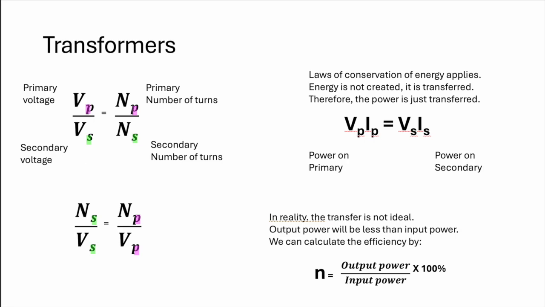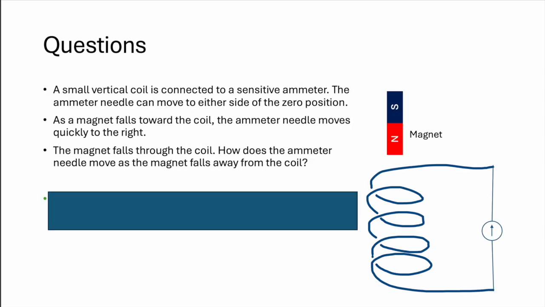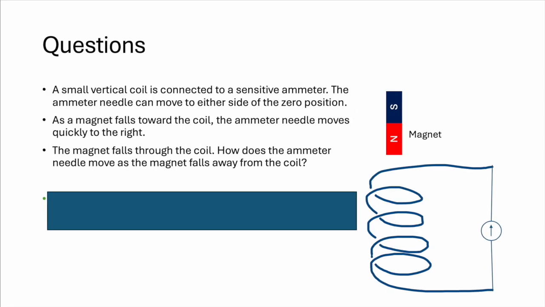And over here in the VI formula, why we can do this is because the law of conservation of energy applies. Energy is not created, therefore energy is all just transferred. And that power is also transferred, it's just from the primary side to the secondary side. And with that, we will go through some questions. It's a pretty short chapter, but a lot of applications are involved.